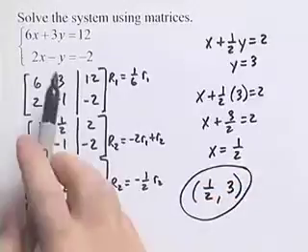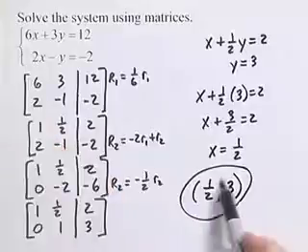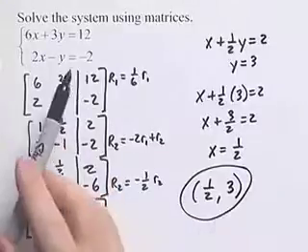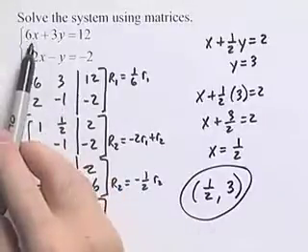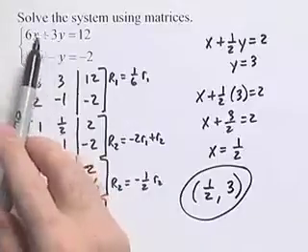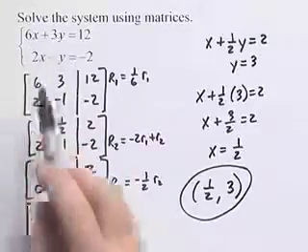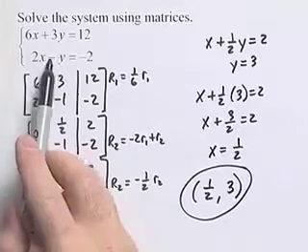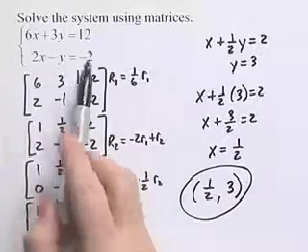And you should check into the original system to make sure that this is a solution. We can check that pretty quick here. 6 times 1/2 is 3. 3 times 3 is 9. 3 plus 9 is 12, so that checks. 2 times 1/2 is 1. 1 minus 3 is negative 2, so that checks.